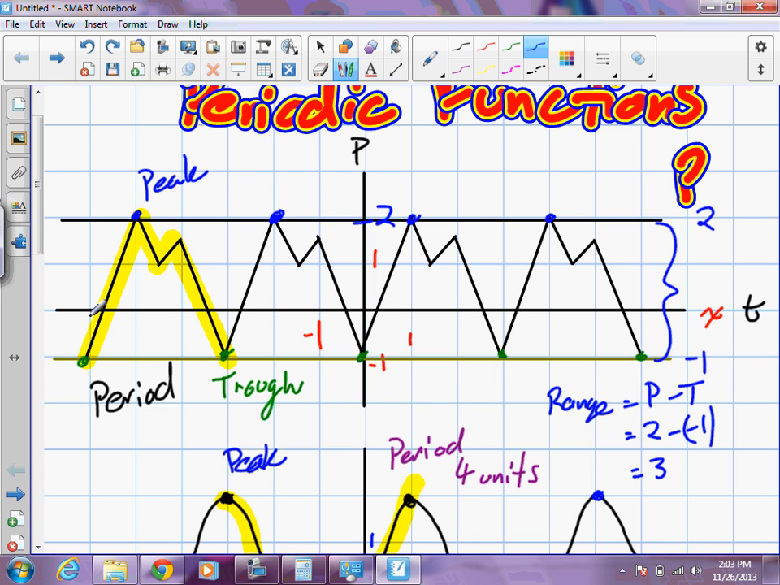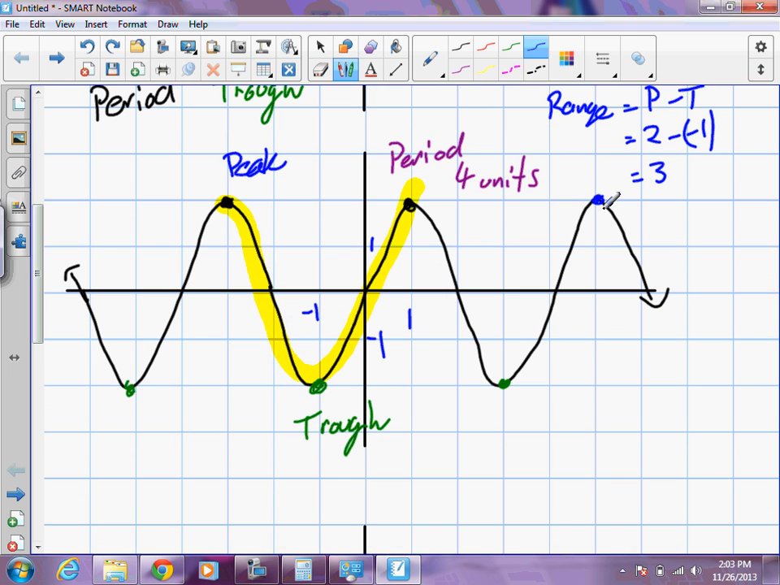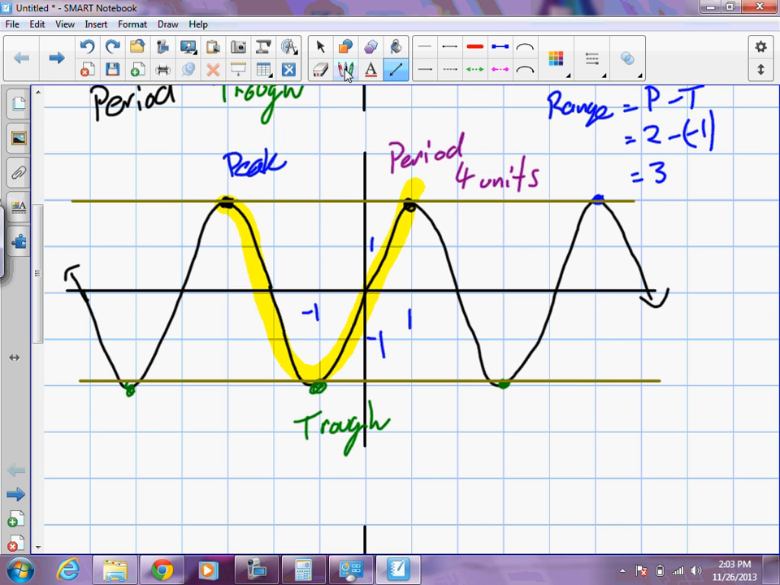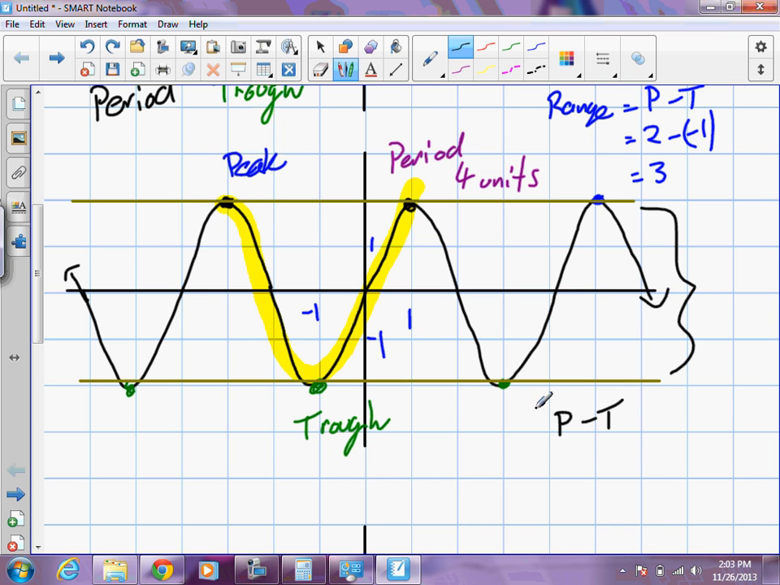What about this one here? We'll draw some lines again to help us out. Okay, from peak to trough. Does anyone know what the range of this is going to be? Yeah, the peak minus the trough is our range. And our peak was 2, our trough was -2. We subtract the 2 values. We have a range of 4.